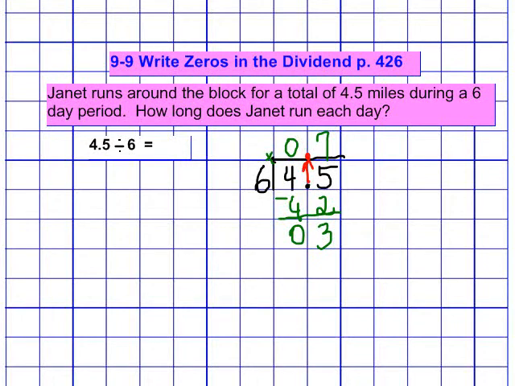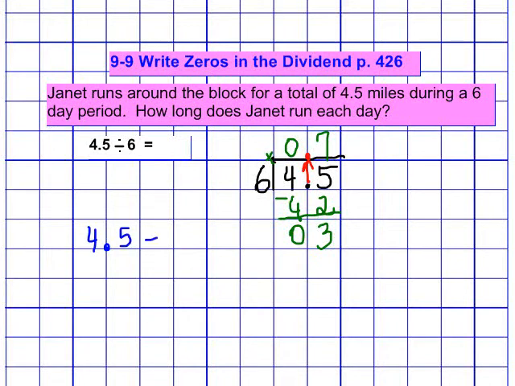You might be thinking to yourself, is the answer then 0.7 with a remainder of 3? And the answer to that is no. Today we are going to learn to add zeros. So first of all, let's do a little review.